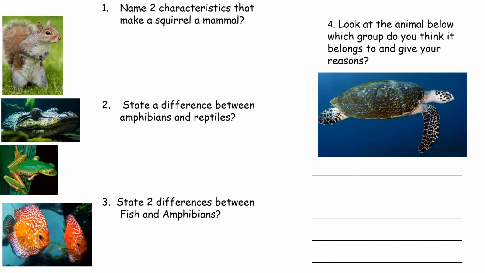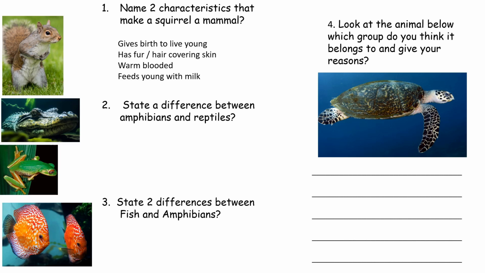Okay, let's have a look at the answers. Name 2 characteristics that make a squirrel a mammal. So why do we consider a squirrel a mammal? Well, it can give birth to live young, so these squirrels don't lay eggs. They're covered in fur or hair. They're warm-blooded, i.e. a squirrel can live in different countries and different environments. It maintains its own body temperature. And they feed their young with milk. And of course, they breathe through lungs as well, which isn't up there on the screen.